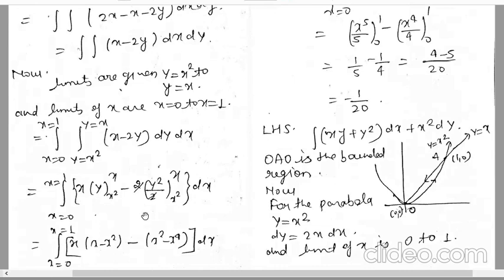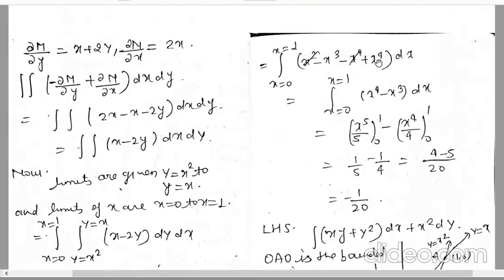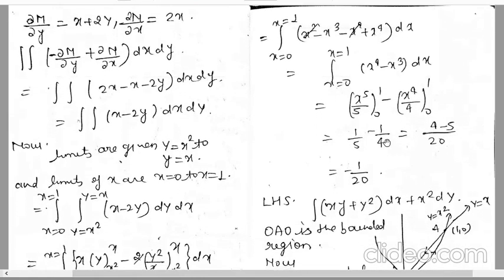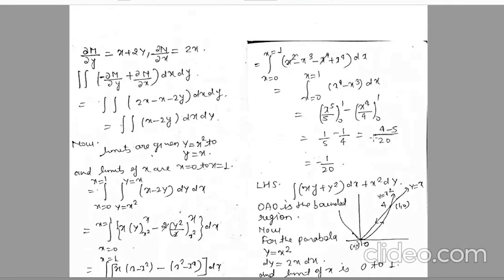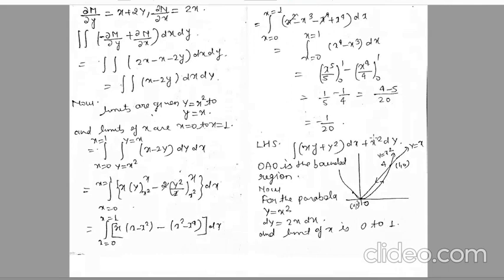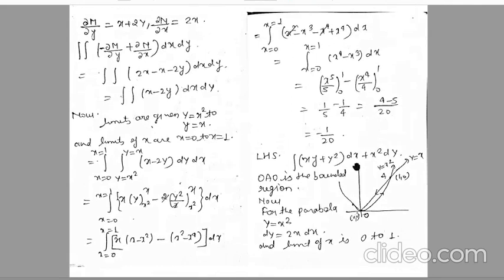Now you can calculate your answer, integrating with respect to y first, then integrating with respect to x, so you are getting minus 1 upon 20 as the answer here, right? Right. Now next, the left hand side.